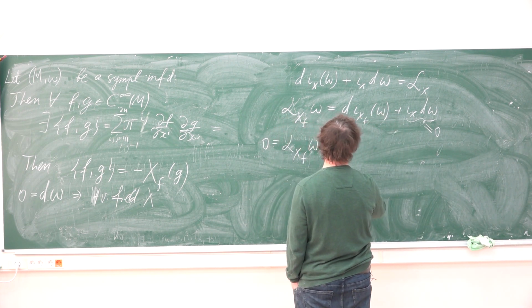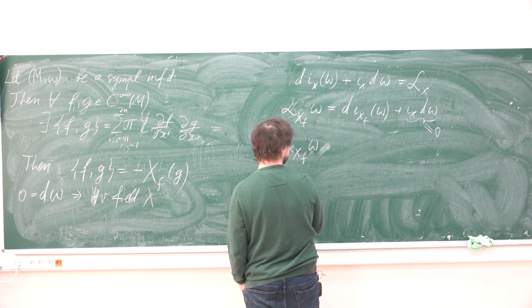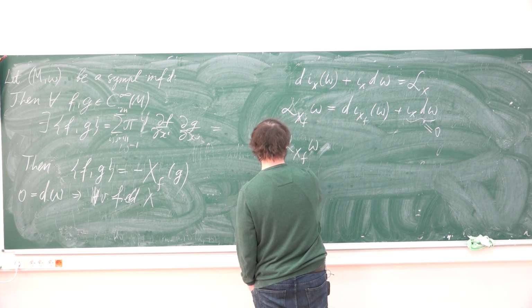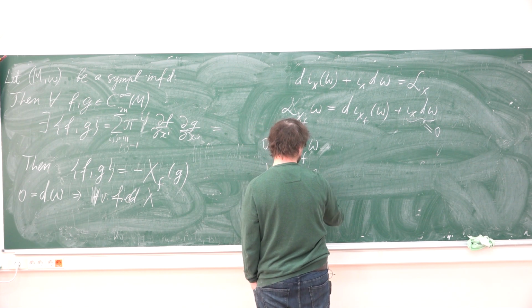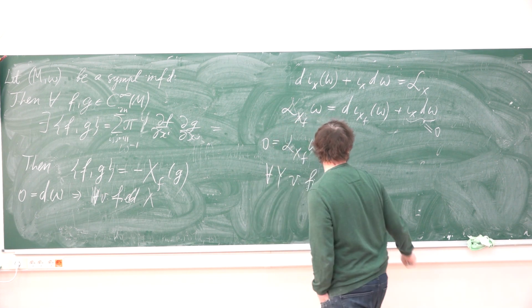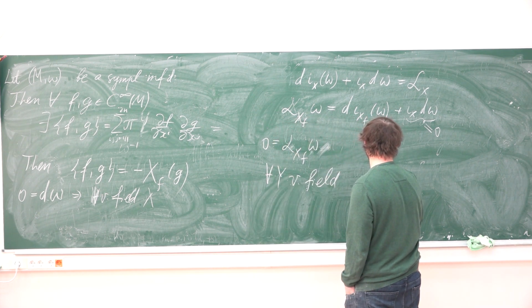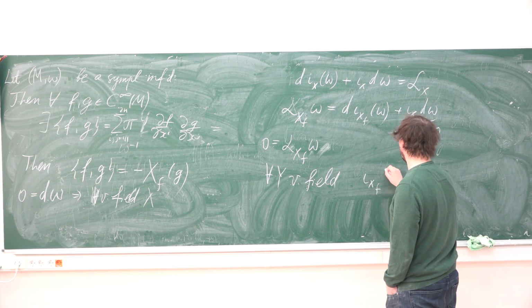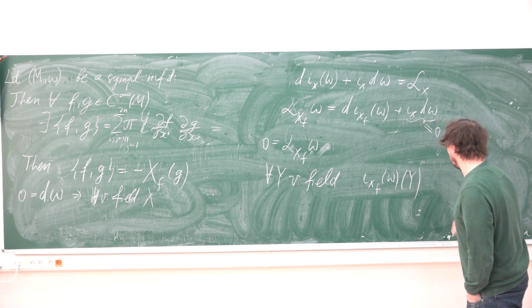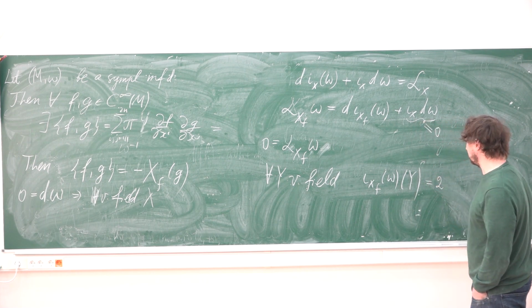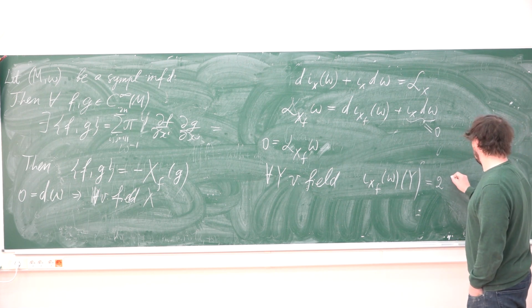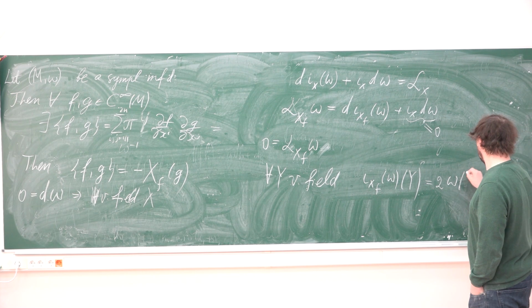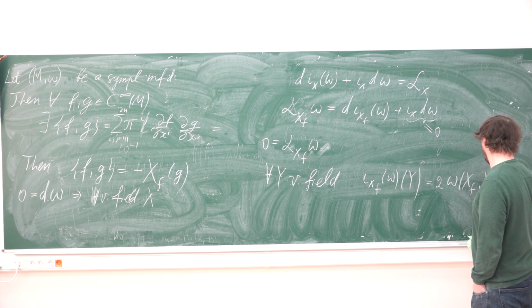Okay. Let us take any vector field y. And let's take ixf of omega and compute it at y. What do we have? Then up to this coefficient, we will have precisely omega of xf comma y.